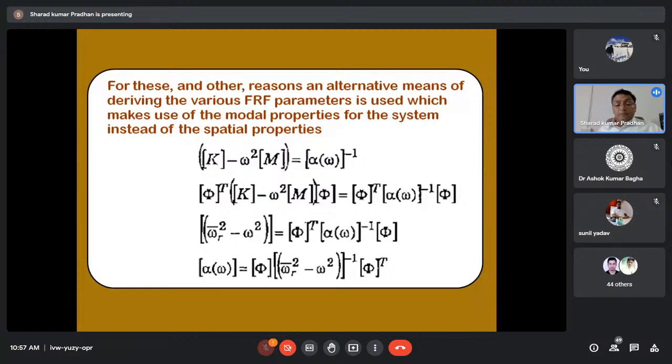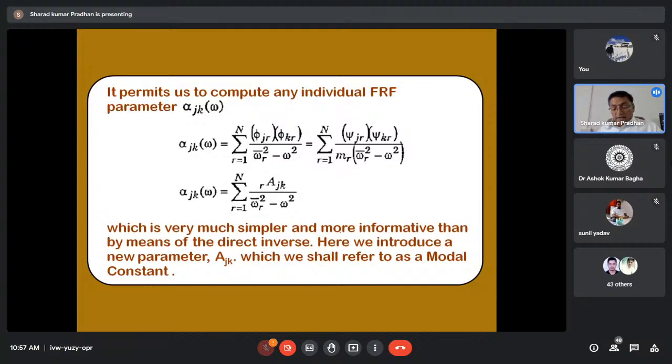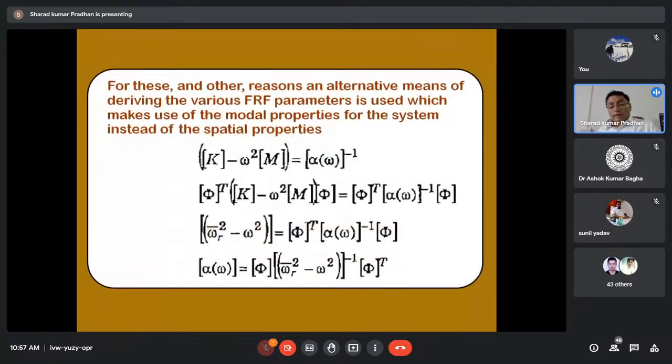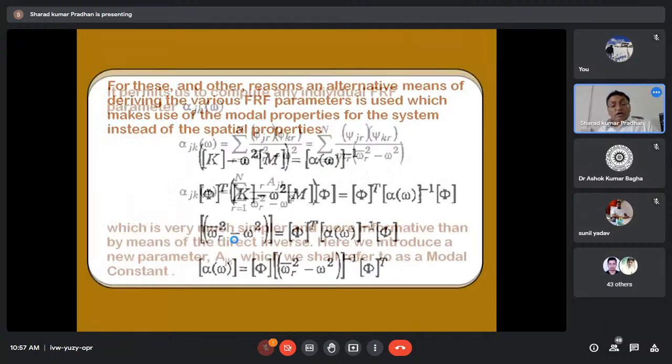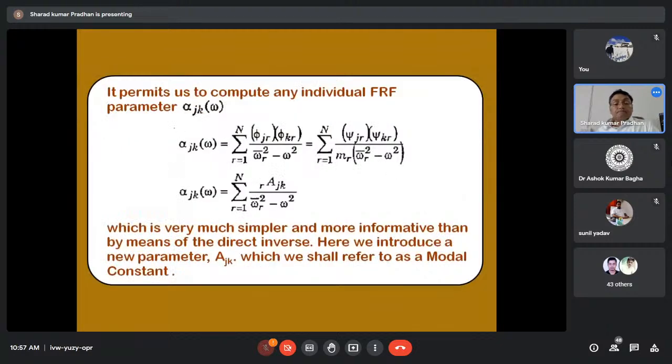Similarly, if you do the manipulations we have done earlier, in place of K, we can go for phi transpose K phi, meaning post multiplying by mode shapes, pre multiplying by mode shapes, then converting them into normalized mode shapes. You are going to get different properties. After these manipulations, this is another formula of alpha. Alpha means FRF, receptance FRF, displacement FRF.